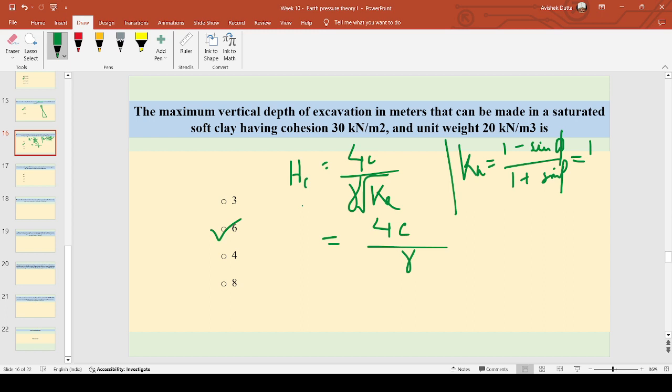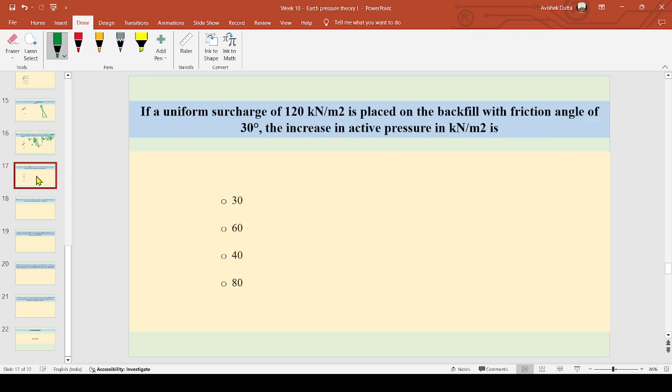Okay. Having this condition, that is, it is a saturated soft clay, and cohesion and unit weight are these 30 and 20. Okay. Next question. If a uniform surcharge of 120 kilonewton per meter square is placed on the backfill with friction angle of 30 degrees, the increase in active pressure in kilonewton per meter square is.